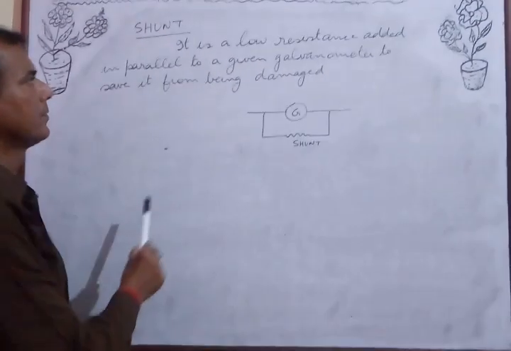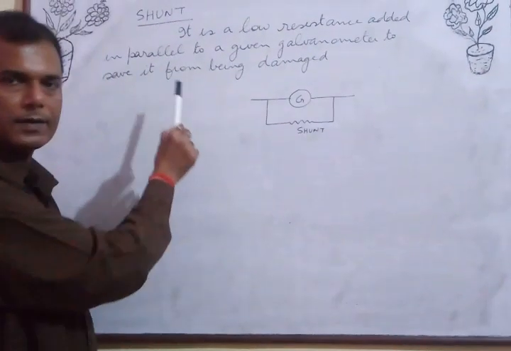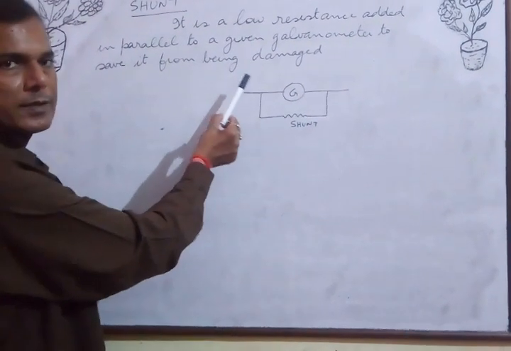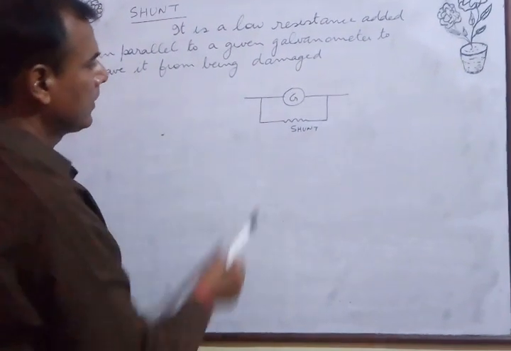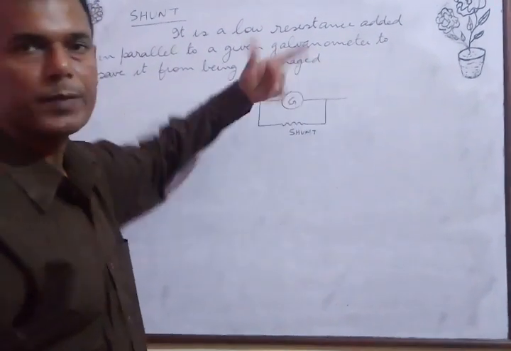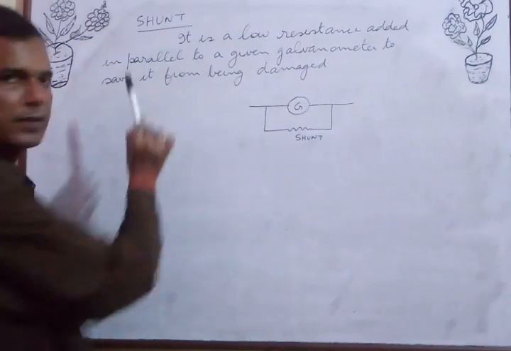Shunt. It is a low resistance added in parallel to a given galvanometer to save it from being damaged. This is a galvanometer. A low resistance is added in parallel to it so that the galvanometer is saved from being damaged. So this low resistance added in parallel is called shunt.